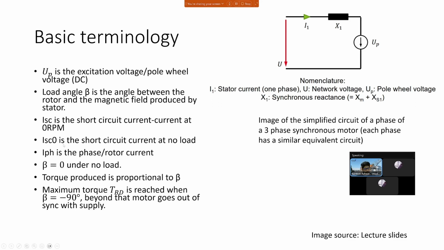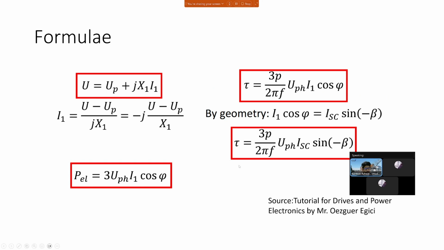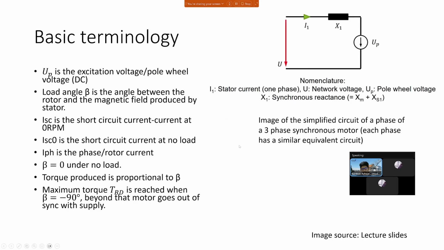The torque produced is proportional to sine of the angle. So this is the equation for torque. We will look at the currents, but for now just look at the relationship with the angle. So sine of minus beta is proportional to torque. The more the angle beta you have, the absolute value, the more is the torque, but some other stuff also changes.